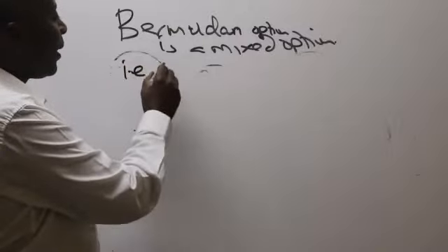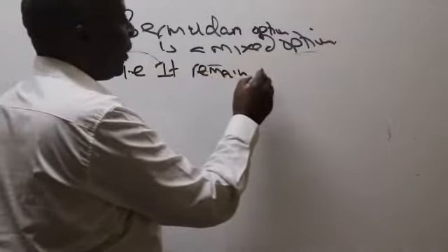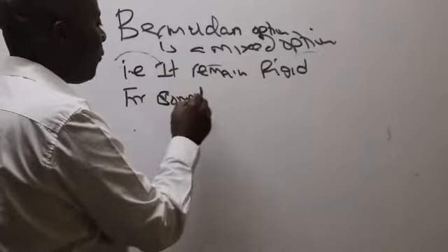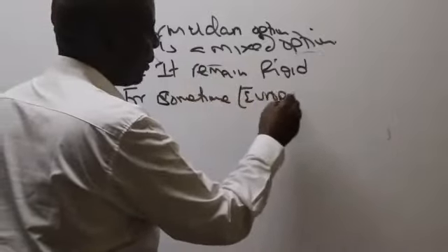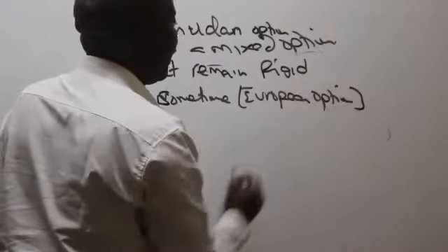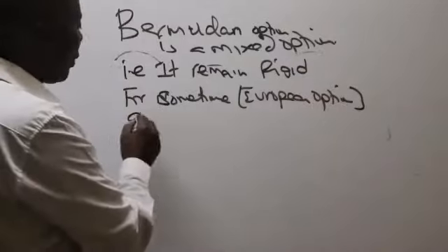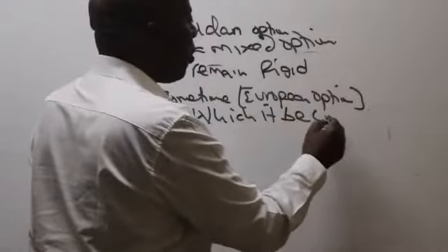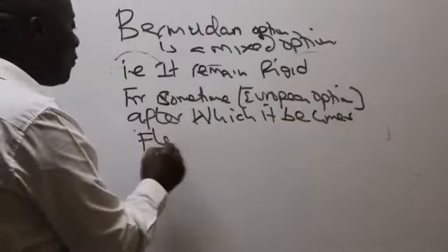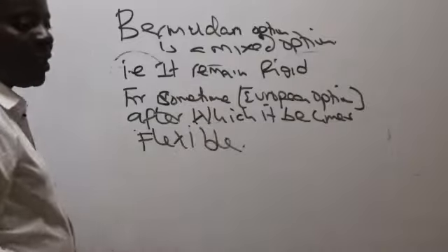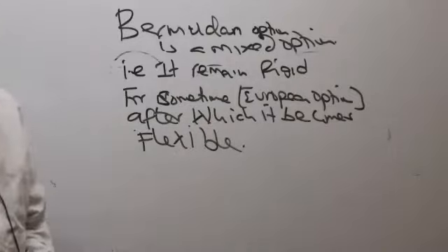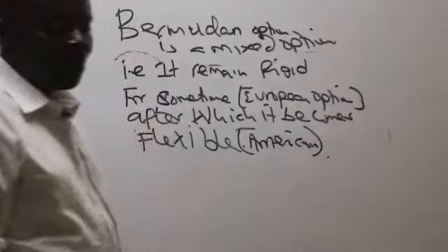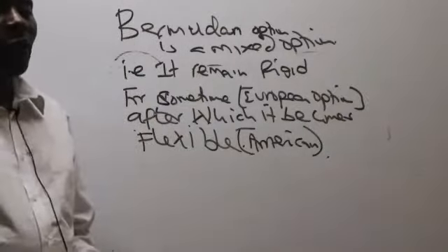That is, it remains rigid for some time. That means it is a European option. It remains rigid for some time, after which it becomes flexible. So becoming flexible means what here? It becomes an American option.